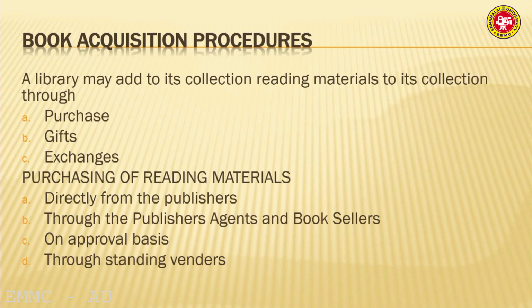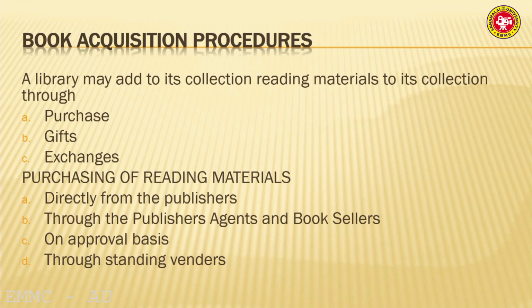We can purchase the material, for example the textbooks for the engineering students or the arts students or whatever it is. So we can purchase the reading material directly from the publisher, available in Chennai or Delhi. So we are submitting our intent directly to the publisher. We can get the material from the publisher directly to the library. That is called directly from the publisher.